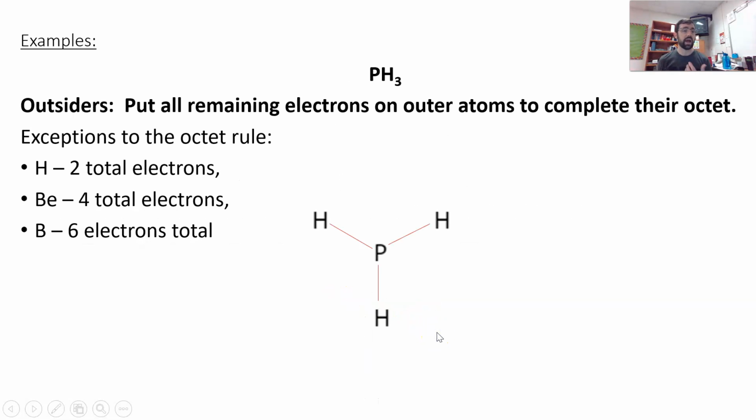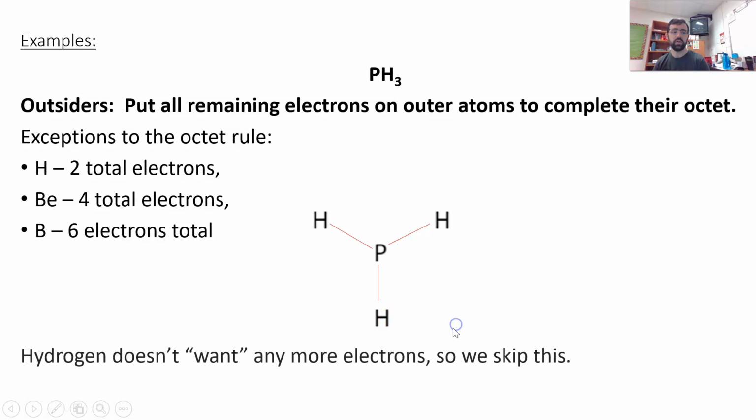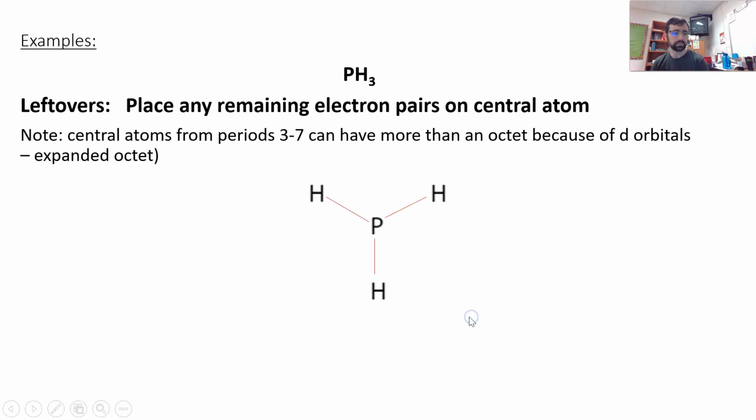Our next step is outsiders. We want to put all the remaining electrons on the outer atoms until they've completed their octet. Remember our exceptions to the octet rule. Hydrogen wants 2 valence electrons. That's all it wants. Beryllium wants 4. Boron wants 6. Well, I have hydrogen as my only outer atom. It's the only outer atom in this structure, and it wants 2 valence electrons. Well, each of these lines is 2, so hydrogen doesn't want any more electrons. We get to kind of skip this step.